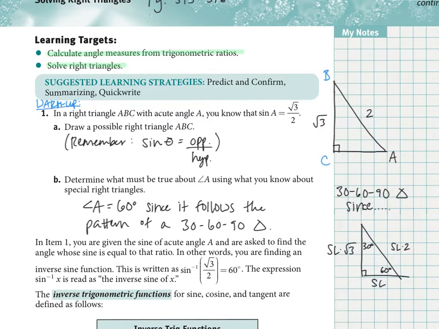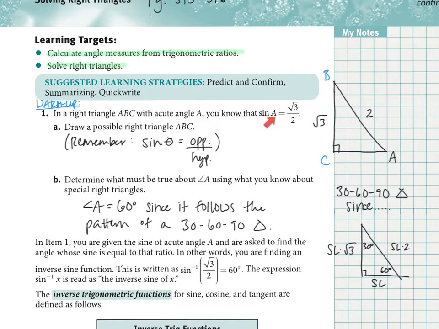So we were able to draw a right triangle ABC. Now, it doesn't matter what you label the vertices, as long as you know this angle A is acute, that means it cannot be the 90-degree angle. So we know it has to be one of these two up here. Obviously, I just put it down here for placement. Again, B and C, it doesn't matter which one you put where. That's why I put them in blue, because we don't know if B or C is a 90-degree angle, as long as it's not A.